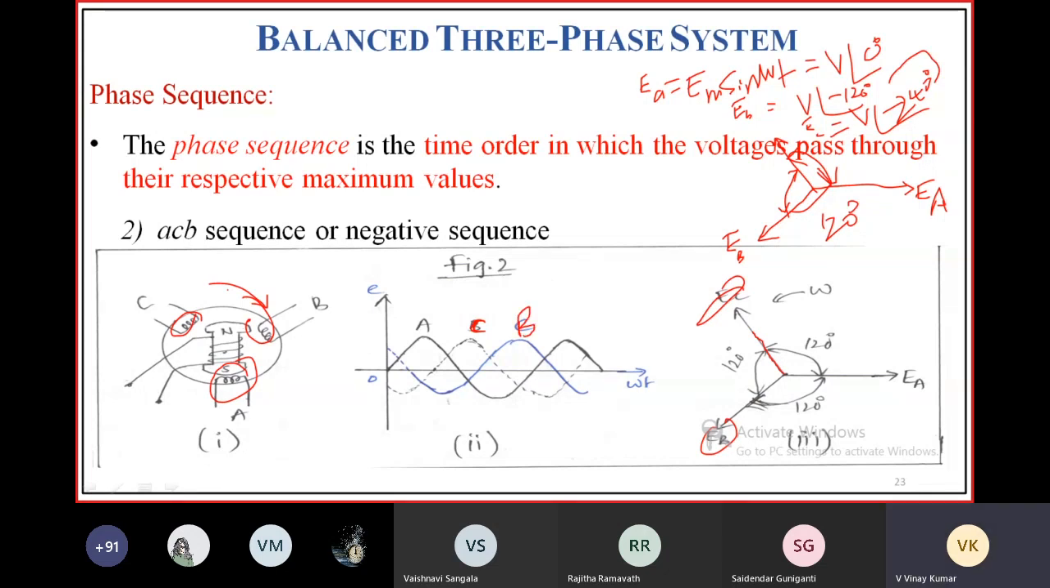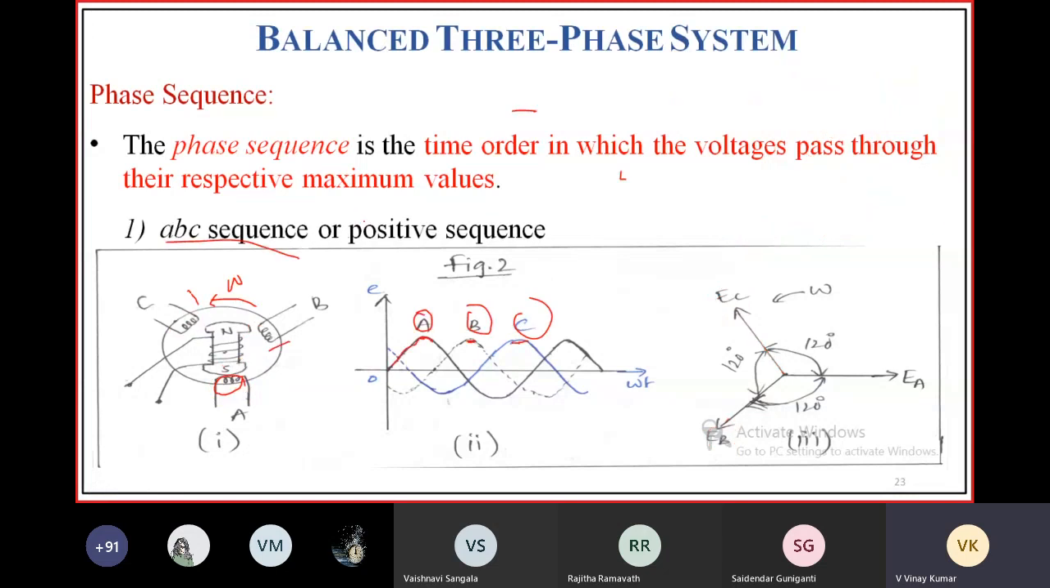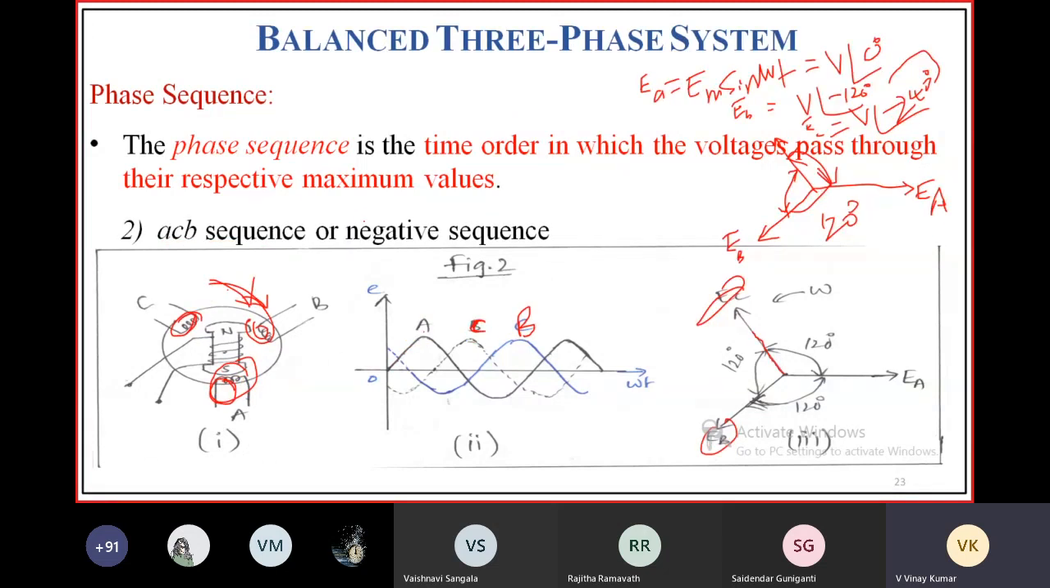So instead of rotating this rotor in anti-clockwise direction, if I rotate this rotor in clockwise direction, phase A attains more positive voltage, then phase C, then phase B. So this will be ACB. The phase sequence is ACB, negative sequence. Now what is the observation here? Here the phase sequence is ABC, and here the phase sequence is ACB.